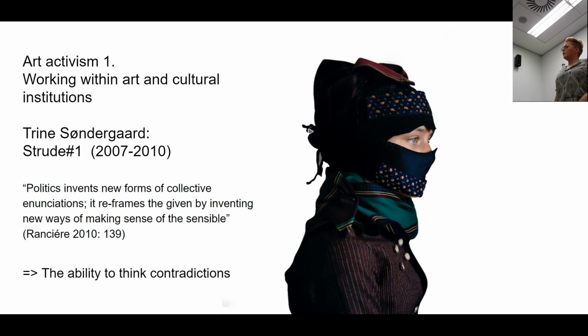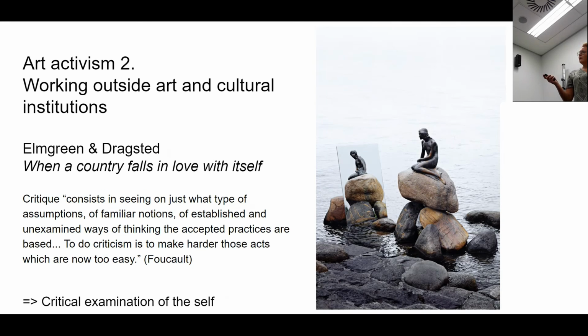And in order to understand this, I really like Rancière's quote here. He said that politics invents new forms of collective enunciation. It reframes the given by inventing new ways of making sense of the sensible. And I think that's what these kinds of artworks do. And they create this ability to think contradictions. And this is one of the reasons why I think that art, even when it's still inside the art institutions, can have an impact.